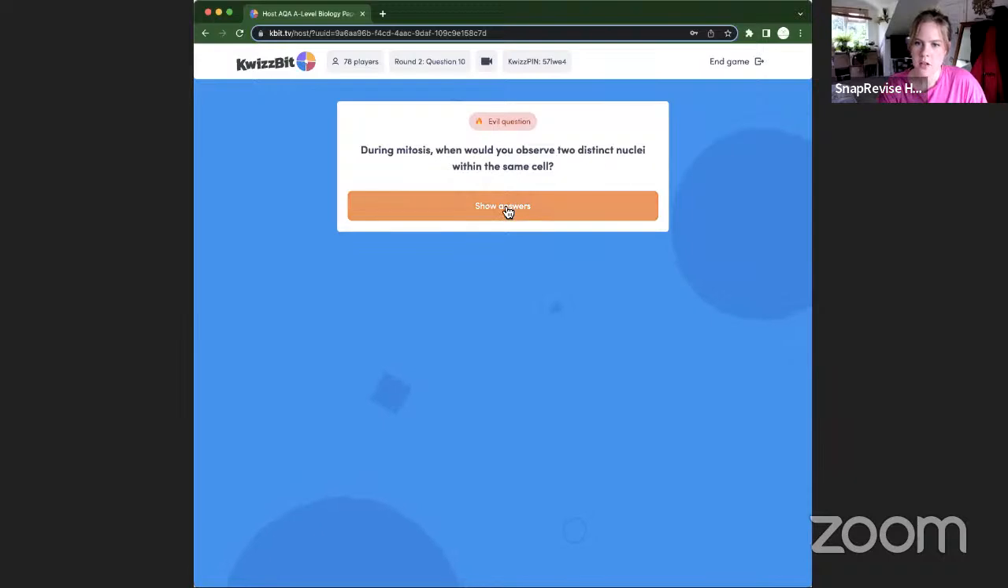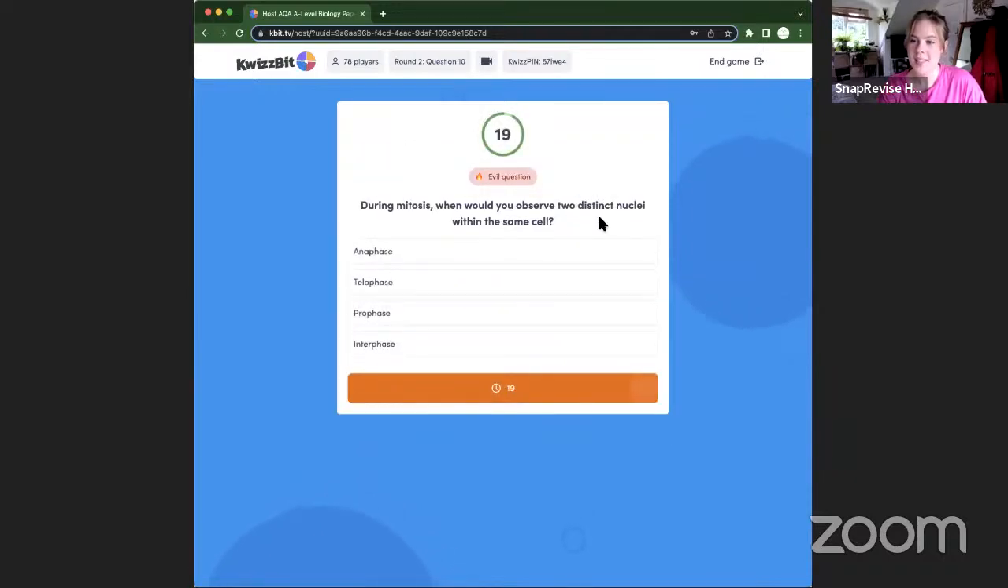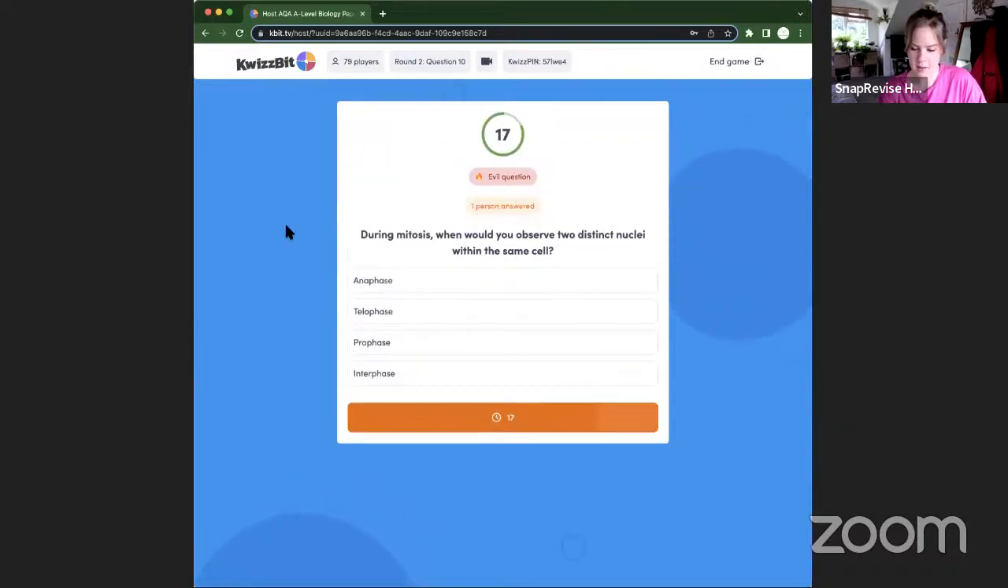Okay, during mitosis, when would you observe 2 distinct nuclei within the same cell? Yes, the mitochondria have cristae, not cysteine. It's kind of a trick question, something to look out for in the exam. With biology, there are lots of similar terms, so make sure that you know the difference between them.